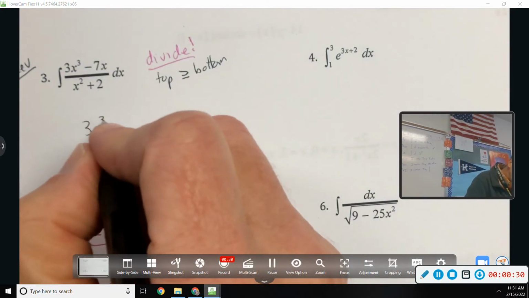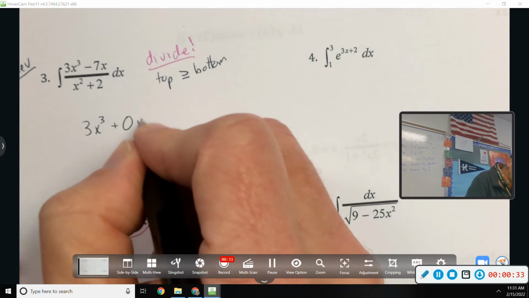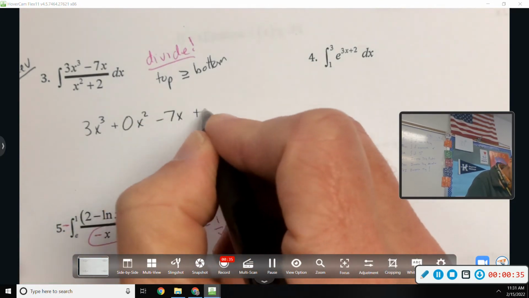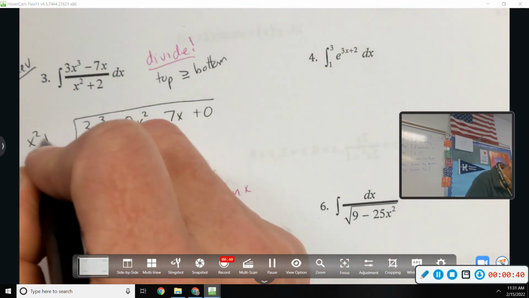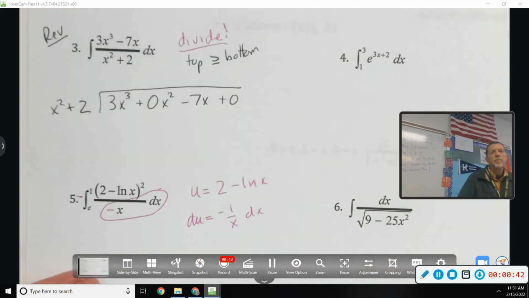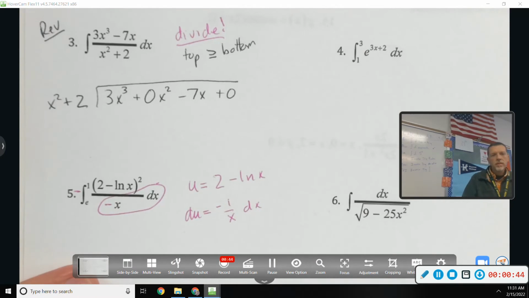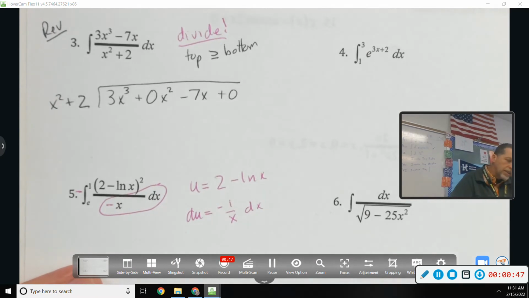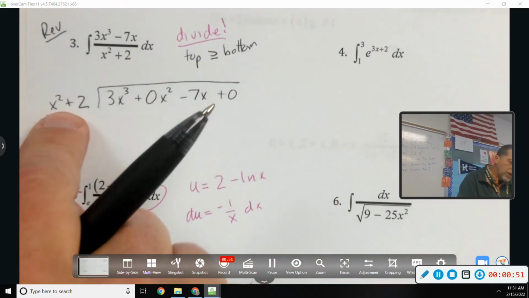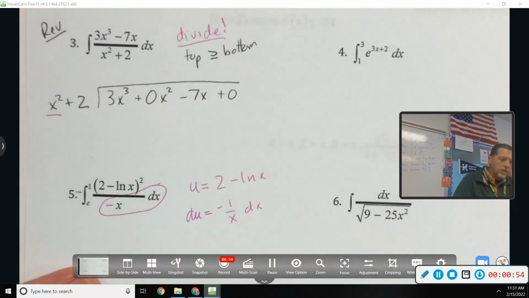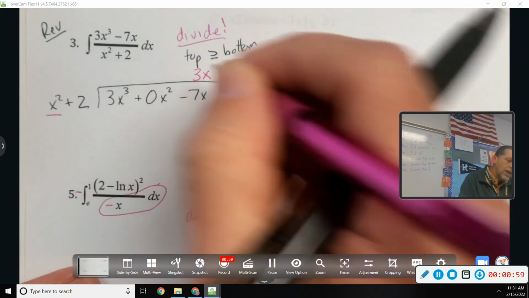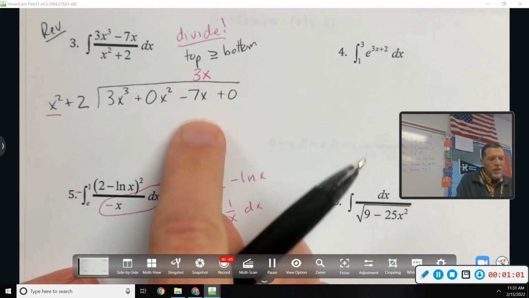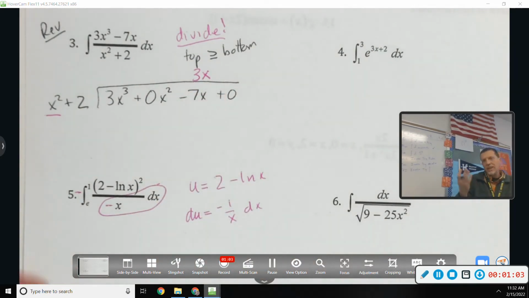So 3x cubed. Remember to fill in the missing pieces there. So the lead term is what's most important. What times x squared would get me to 3x cubed? 3x. Yeah, 3x. And people put this in different places. I put it over the x to try to keep things lined up, but you don't have to put it there.